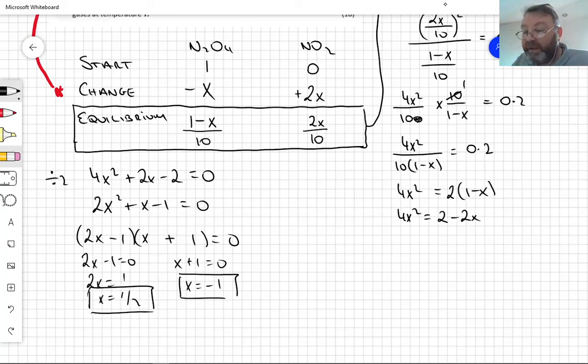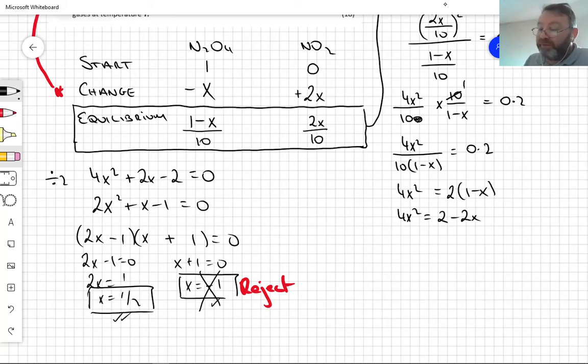Now go back up and look at the change line. The change line is minus the value of x. So if the value of x is minus 1, that's going to become a change of plus 1, which means that the reactant is increasing, which is rubbish. So we've got to reject that, okay? And don't be afraid to write that down as a reject. So you're going to reject that, and you're going to accept a half as the value for x.